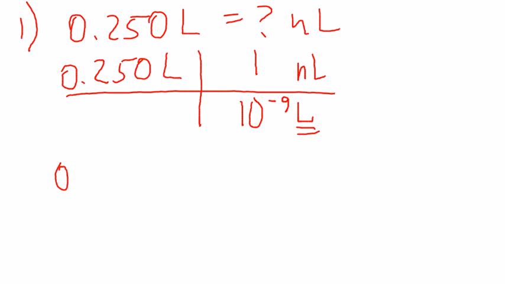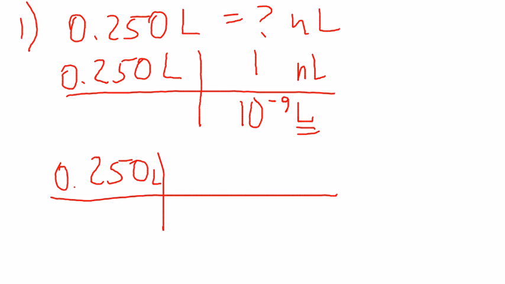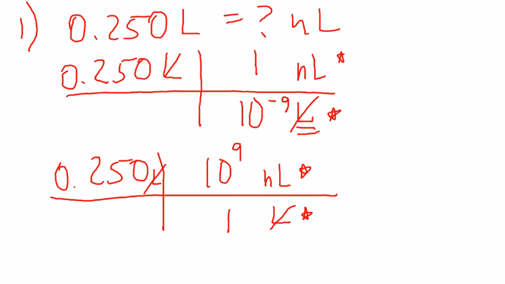The other way we could have set it up, if you don't like negative exponents, is 0.250 liters multiplied by, again, nanoliters over liter, because we always want the liters to cancel. We follow the diagonal rule. But we could have used 10 to the positive 9 on top and 1 on bottom, because both of these are true. There are a billion nanoliters in 1 liter. You could also make the liter smaller: 1 billionth of a liter is equal to 1 nanoliter. In either case, we get the same answer.